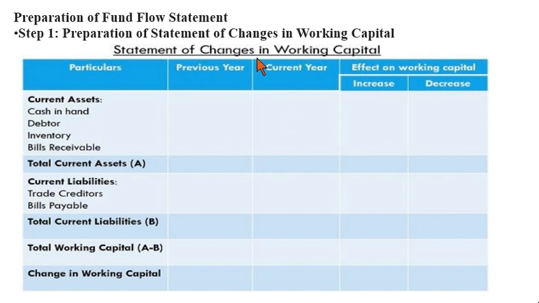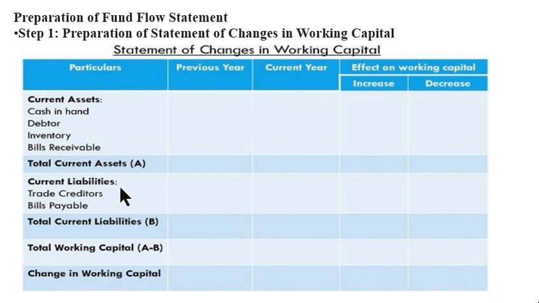After that, you have to show the current liabilities. Here it is the opposite. If the current liability is increased, it means working capital is decreased, so write it in the decrease column. If it is decreased, write in the increase column. Current assets are as it is: if it is 5,000 here and 7,000 here, the difference is 2,000, you write 2,000 in the increase column. If there is a decrease, write in the decrease column.